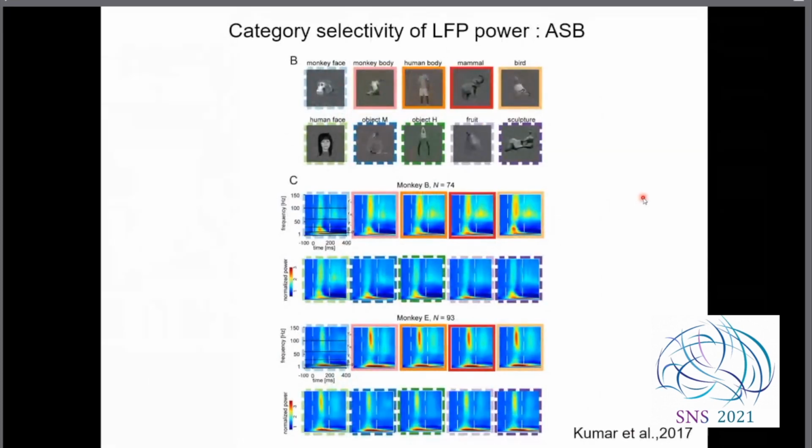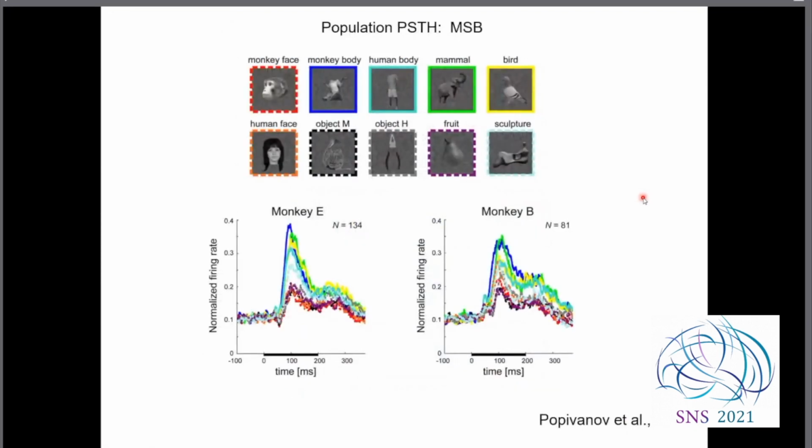This is ASB and ASB, you find the same thing. So anterior you have the same thing. Also strong activation for bodies compared to non-bodies. But let's look now at spiking activity. This is the posterior or mid-STS body patch.